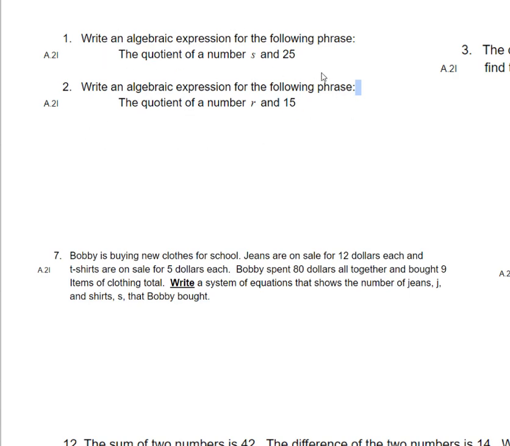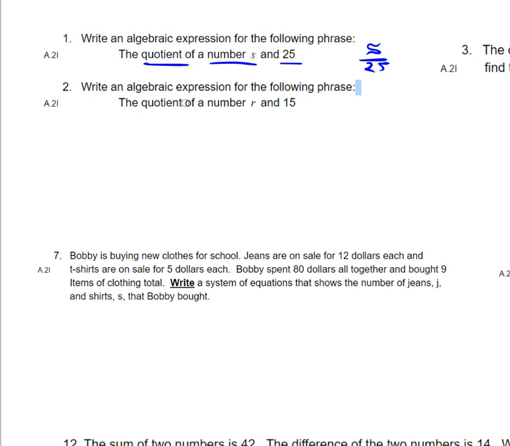Write an algebraic expression for the following phrase: the quotient of a number S and 25. What that's telling me is the quotient means division. The first number they tell me is the number that goes on top, and the second one is the number that goes on bottom, or the number it's divided by. So in this case, it's S divided by 25. And that is my algebraic expression for the quotient of a number and 25.